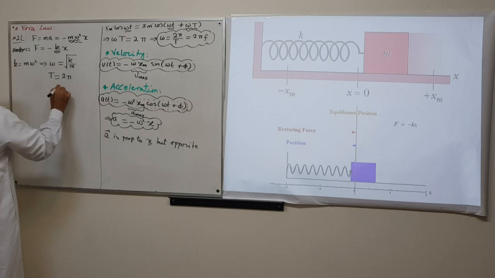How does friction affect simple harmonic motion? Well, if there is friction, the amplitude of the motion will not be constant, but it will decrease with time because energy will be wasted as friction between the object and the surface.